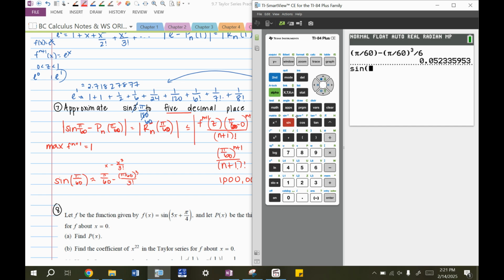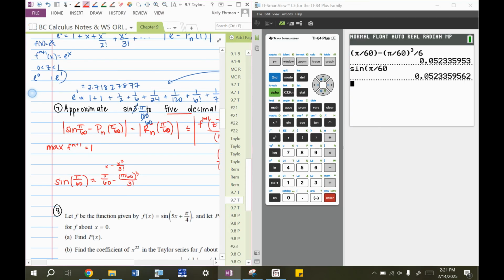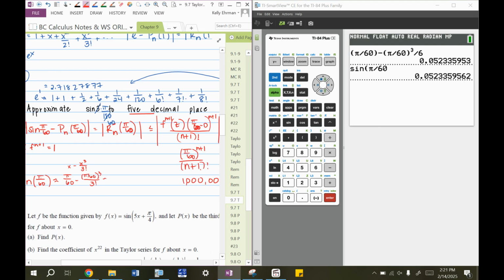And then what is the sine of pi over 60? Pretty good. Do we have 5 decimal place accuracy? 1, 2, 3, 4, 5. Yes, we match. So 0.052335953. These 5 places are correct.